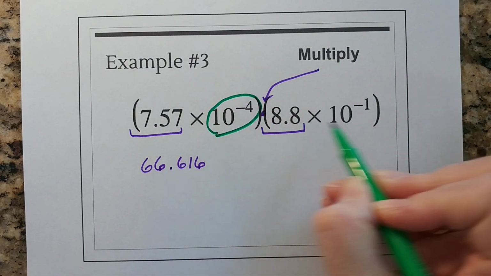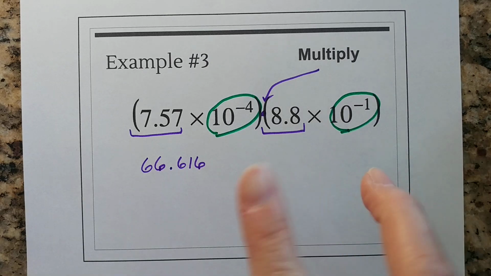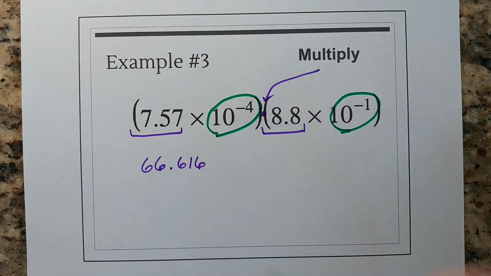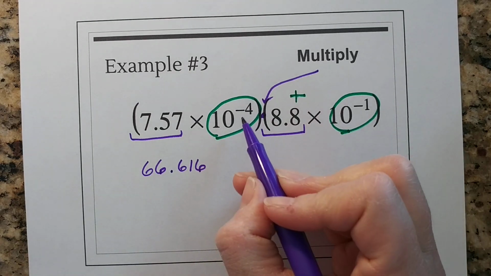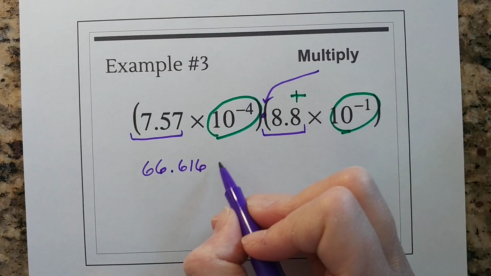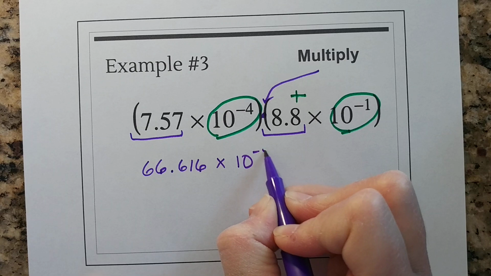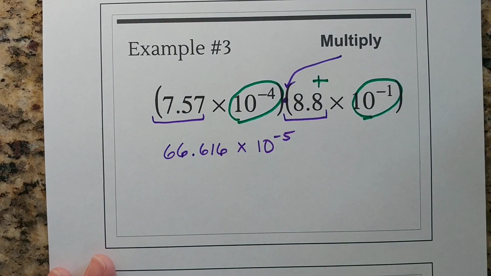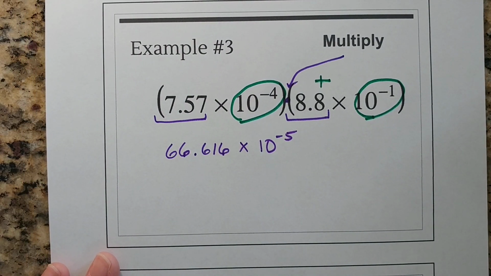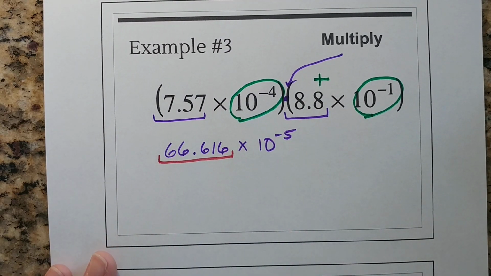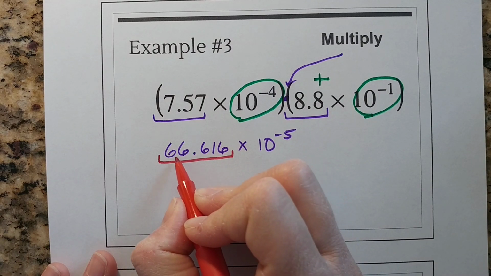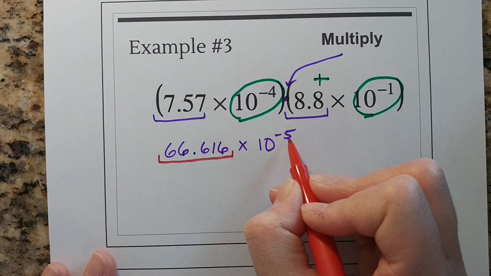Now I want to multiply the powers. 10 to the -4th times 10 to the -3rd. To multiply powers with the same base, I add the exponents. So -4 plus -1, -5. Now take a look at your answer and decide if it's correct. It isn't, because this number is not in between 1 and 9.9. This decimal point is going to have to move, but that's going to change the exponent.